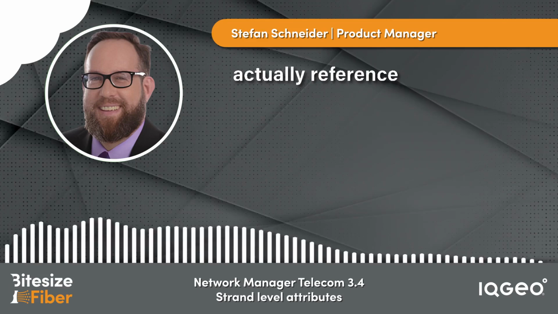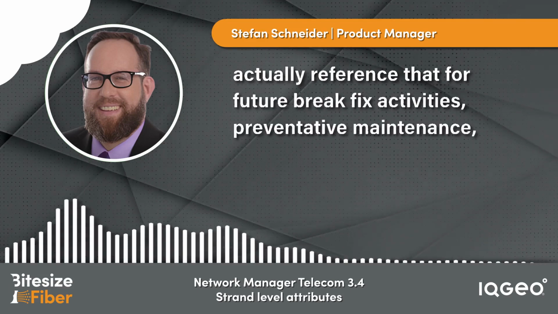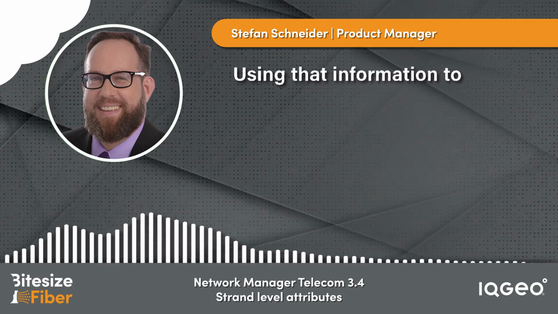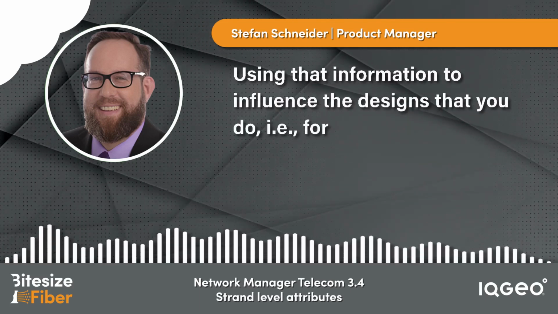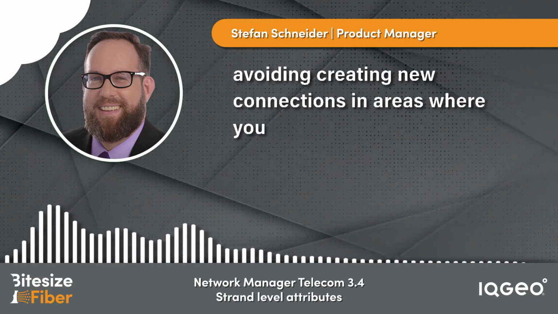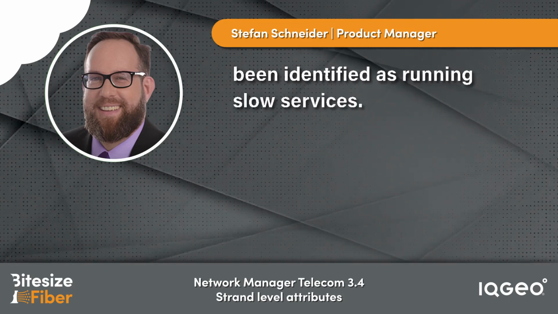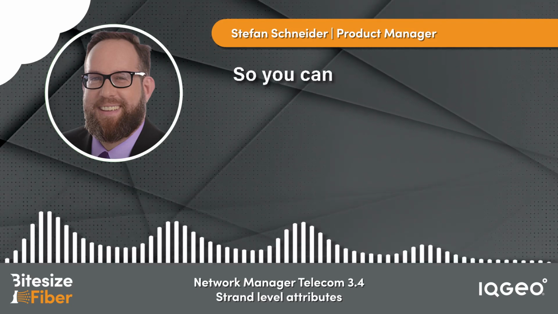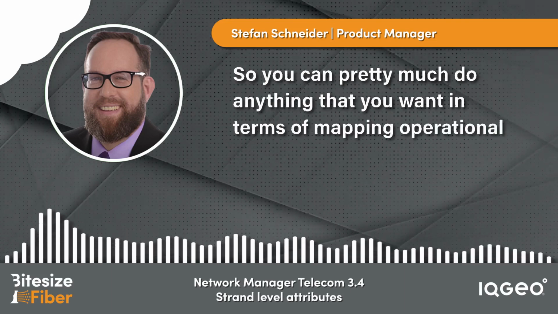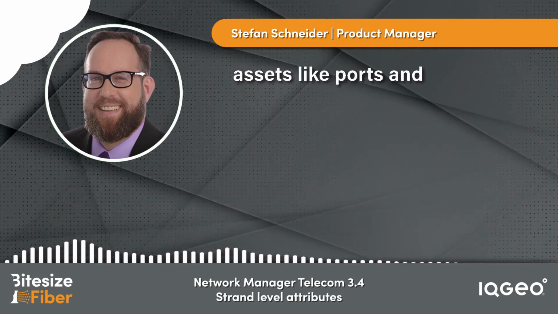So you can actually reference that for future break fix activities, preventative maintenance, or even design, right? Using that information to influence the designs that you do, for example, avoiding creating new connections in areas where you might have cables that have been identified as running slow services or critical services. So you can pretty much do anything that you want in terms of mapping operational state and customer state into assets like ports and strands.